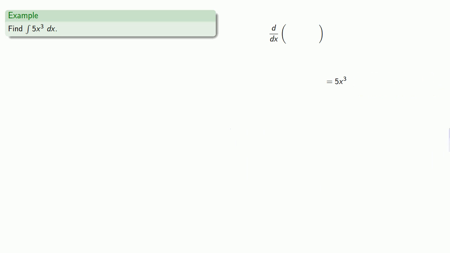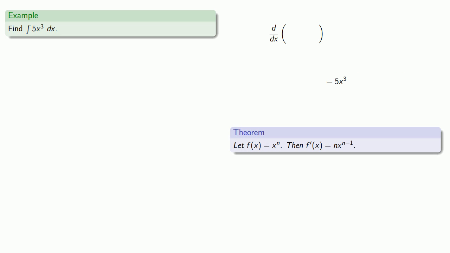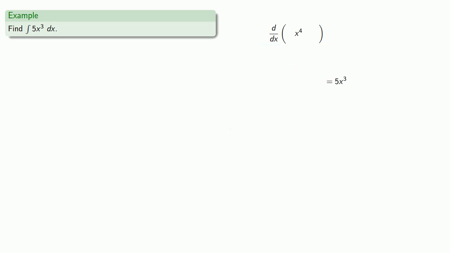Well, one of the very first derivatives we found is that if I have a function x to the n, then the derivative will be nx to the power n minus 1. And so that means if I find the antiderivative, I can increase the power. So this x to the third might have come from the derivative of x to the fourth. Well, let's drop that in and see what happens.